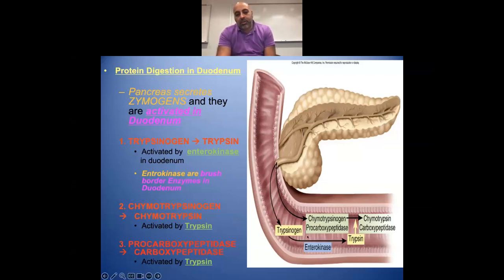So in reality, we release these three from the pancreas: trypsinogen, chymotrypsinogen, procarboxypeptidase. None of them are active. When trypsinogen encounters enterokinase, it activates into trypsin. Trypsin in turn activates the other two into chymotrypsin and carboxypeptidase. They are now active to work on proteins.